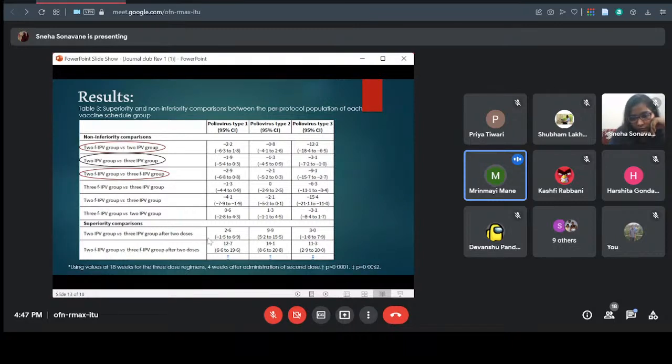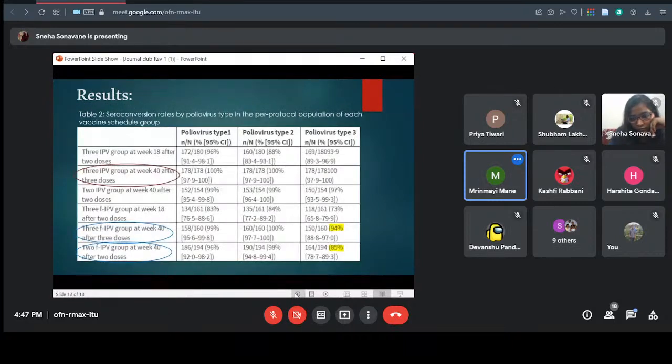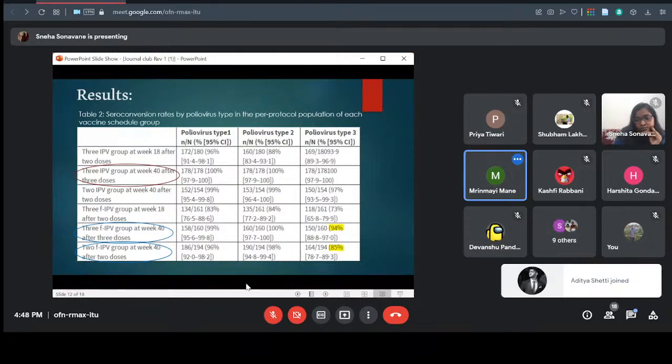Can we go back to the previous table? As you can see, if we compare the 3 IPV group at 18 weeks, which means after 2 doses, with the 2 IPV group after 2 doses, the seroconversion rates in the 2 IPV group are significantly higher than in the 3 IPV group. Similarly, seroconversion rates of the 3 fractional IPV group compared with the 2 fractional IPV group are significantly lower, which means the seroconversion rates not only depend on the number of doses, but also the age of the infant at the time of administration. Next slide.